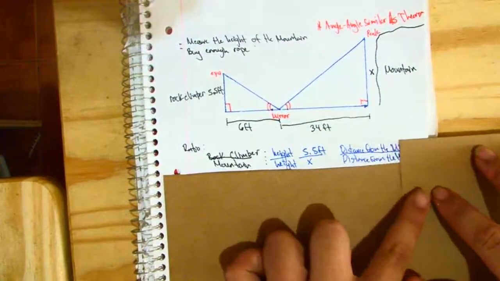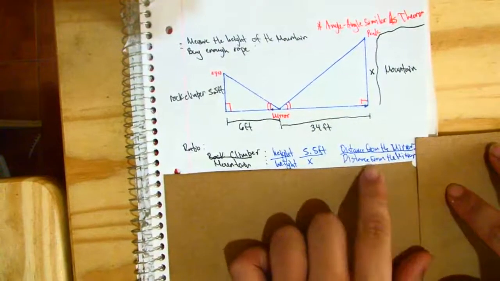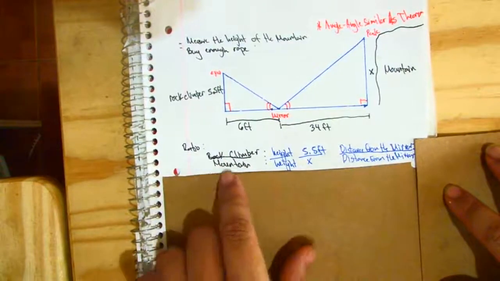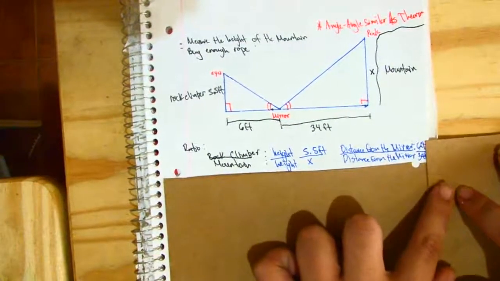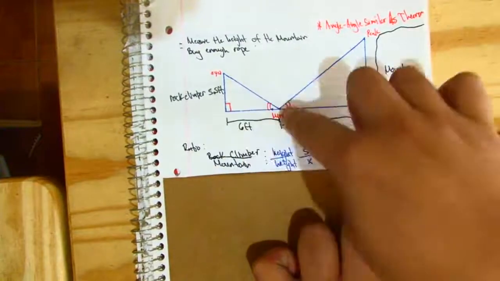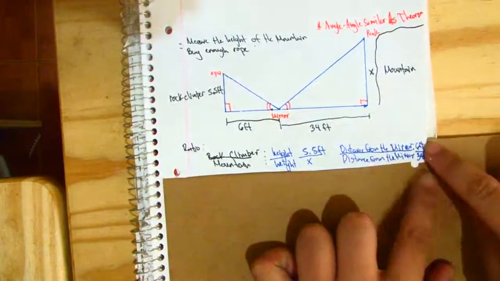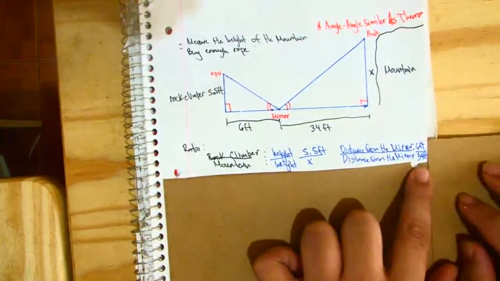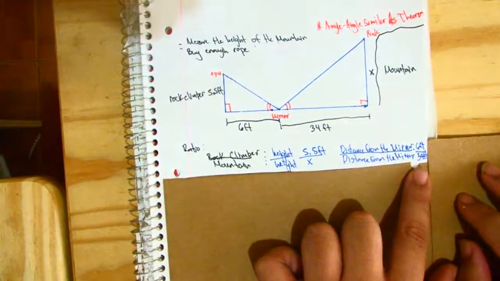Next, we're going to measure the distance from the rock climber to the mirror, and the distance from the mountain to the mirror. The distance from the rock climber to the mirror is about 6 feet, and then the distance from the mirror to the mountain is about 34 feet, as the rock climber measured.